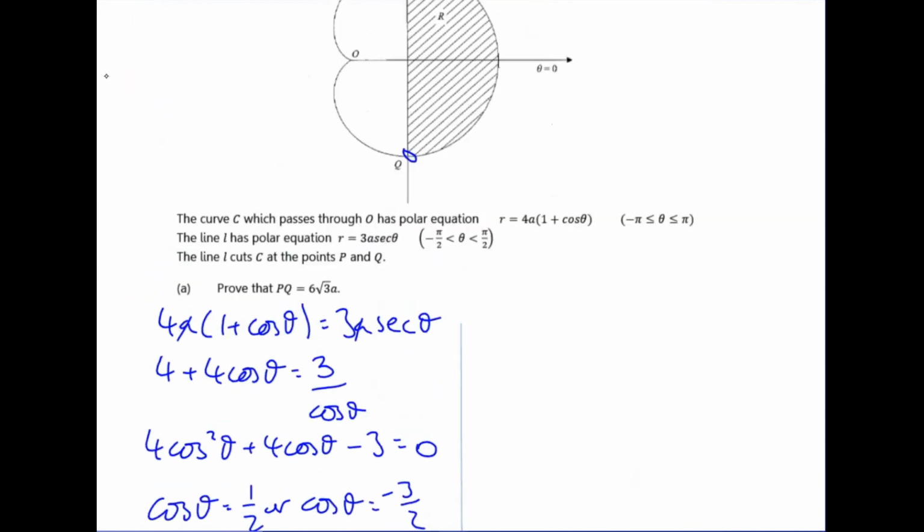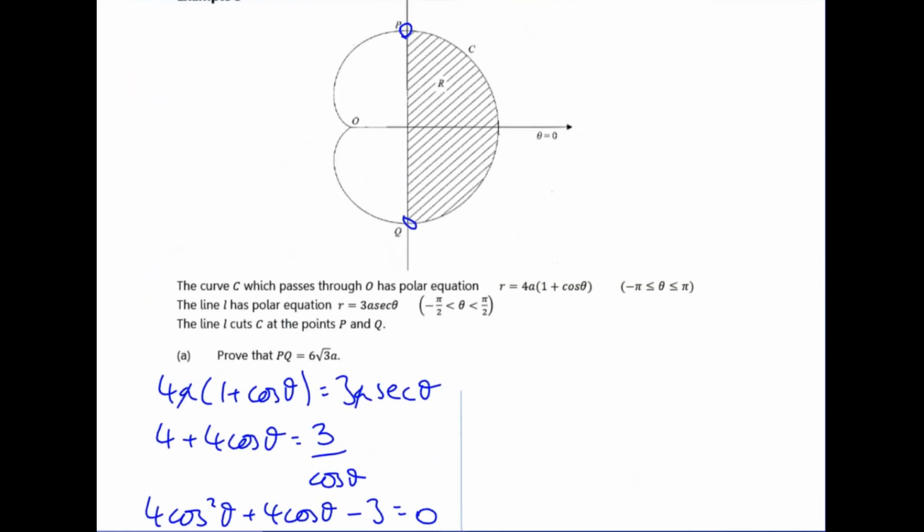Okay. So looking at our diagram, we've got point P here at (6a, pi over 3), and the point Q here at (6a, minus pi over 3).